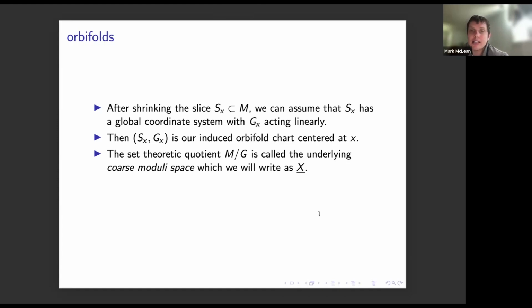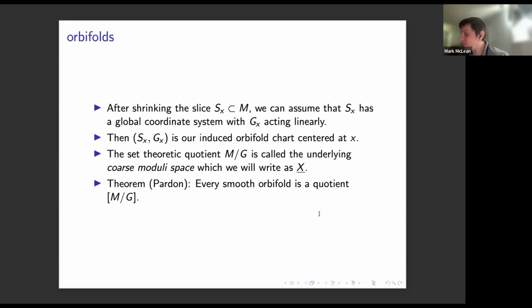I didn't tell you what the definition of an orbifold is, but every smooth orbifold is a global quotient like this. So we could always think of it like M mod G, and this is what we'll do. Okay, so that's enough.